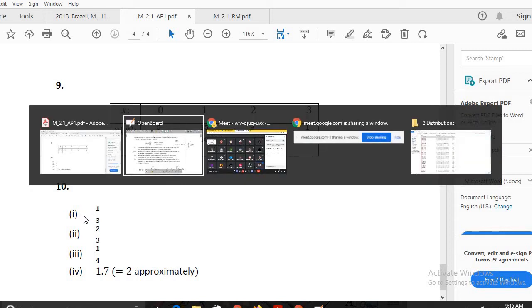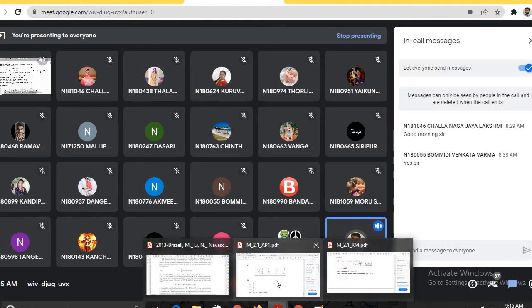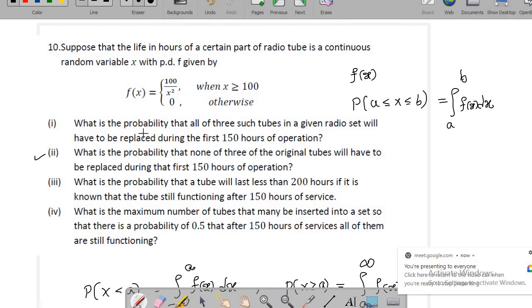Maybe, but this one, just a minute. For the second one, I think I am wrong. What is the probability that none of the 3 original tubes will have to be replaced during the first 150 hours of operation? Yeah, there's a mistake in my calculation.